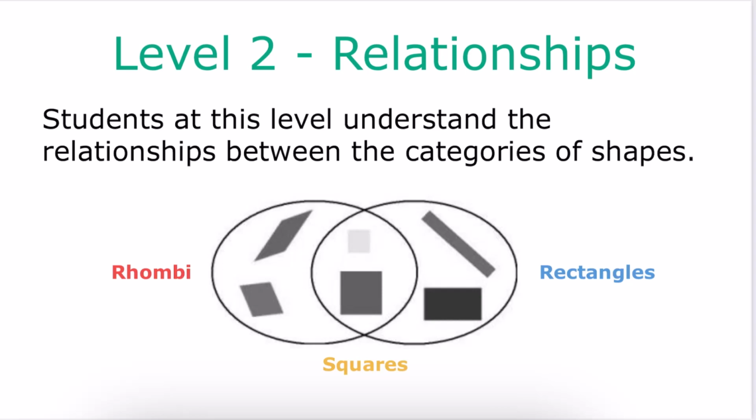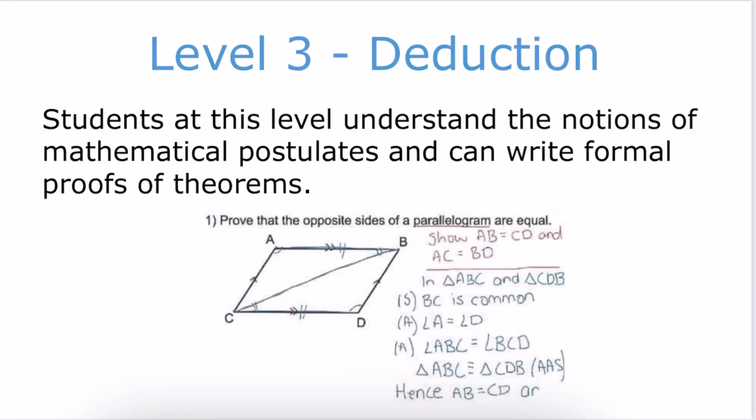And squares have all of those characteristics with the extra characteristic that you also have to have all sides the same length. And so at level 2, students start to make those types of connections about the relationships between different shapes. So that's level 2. And then level 3, like I mentioned, usually happens in high school or early college. And this is where students are understanding the notions of mathematical postulates and can write formal proofs.